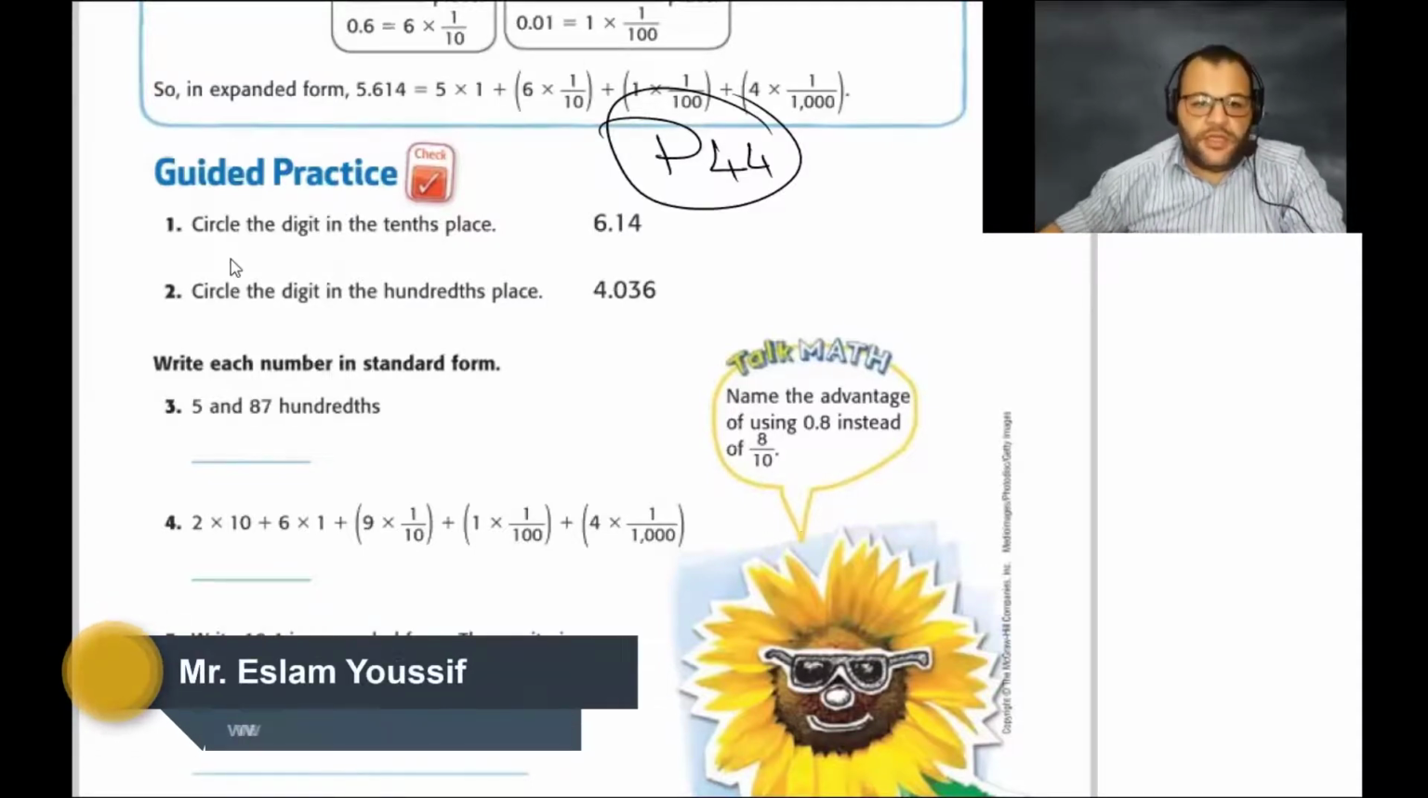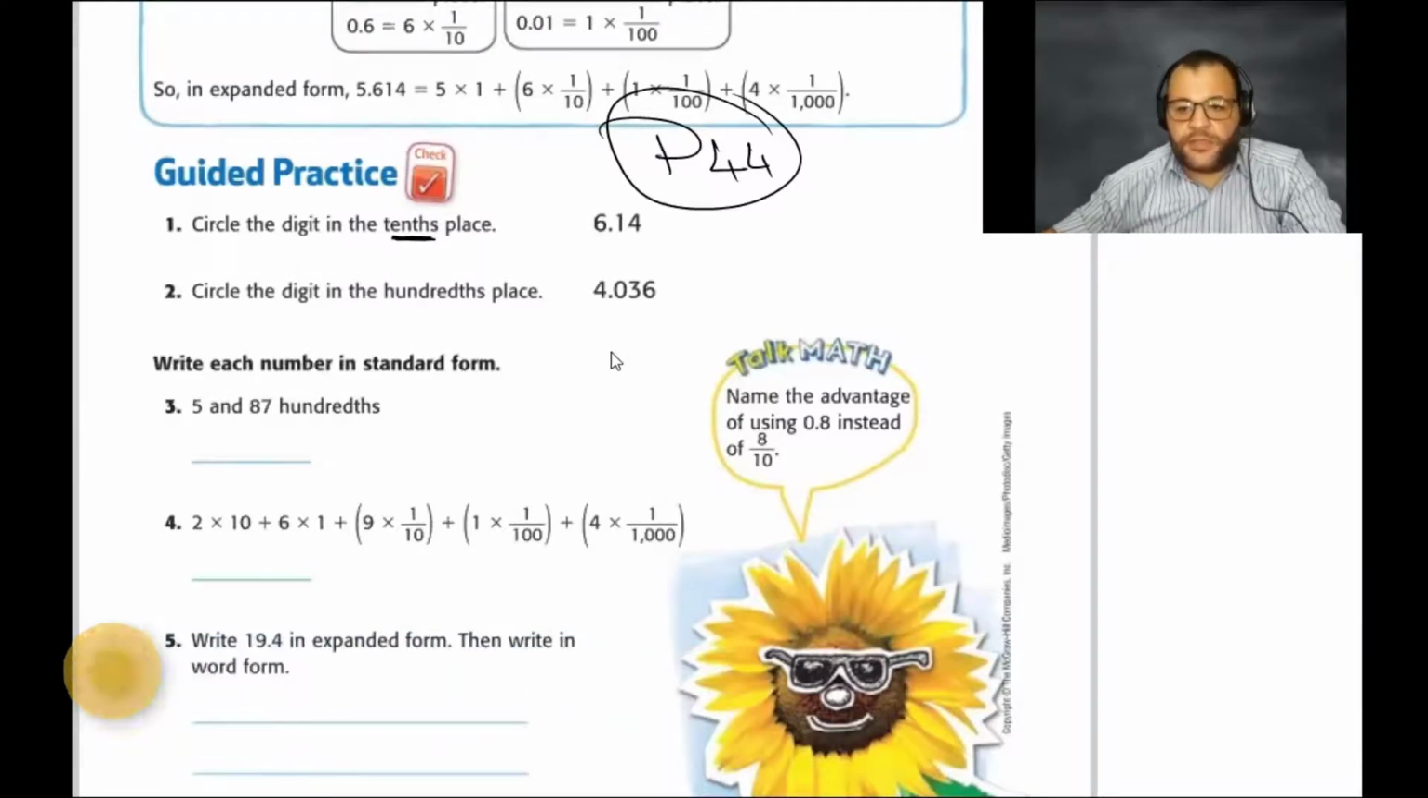So now we need question number 1. We need to circle the digit in the tenths place. Which digit is in the tenths place? If you know the answer, please raise your hand. We have 6, 1, and 4. Which digit at the tenths place?